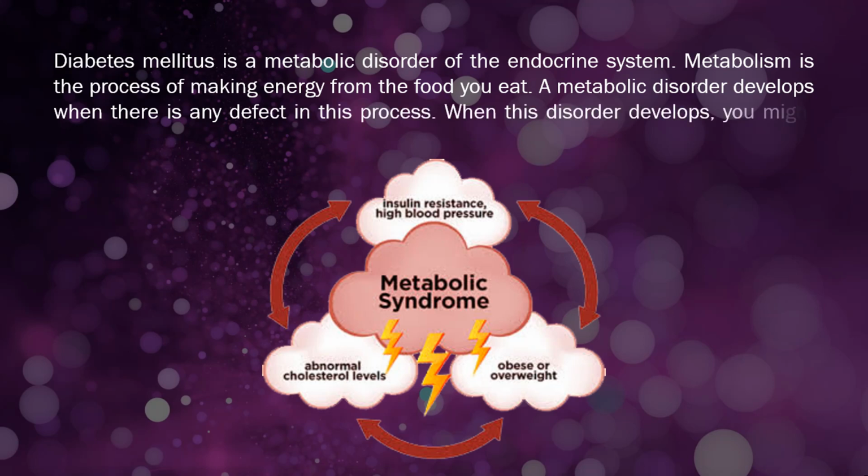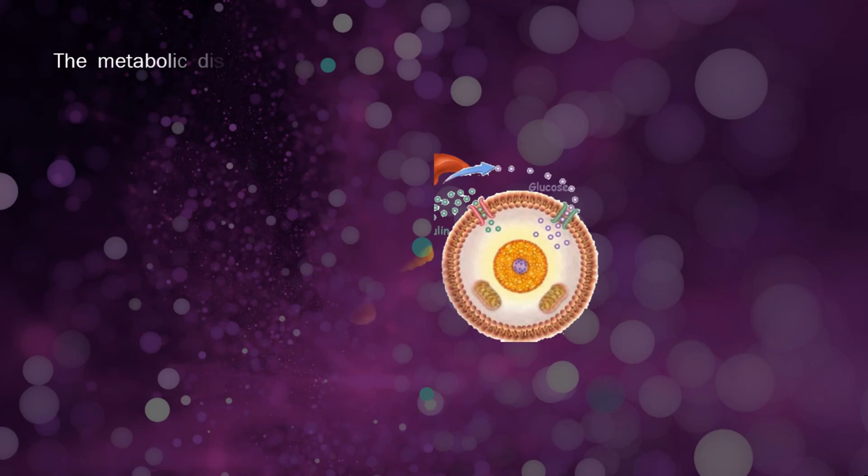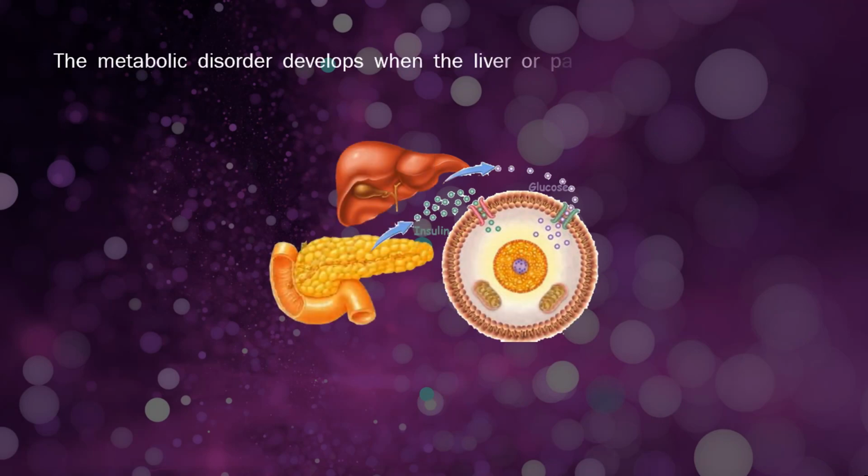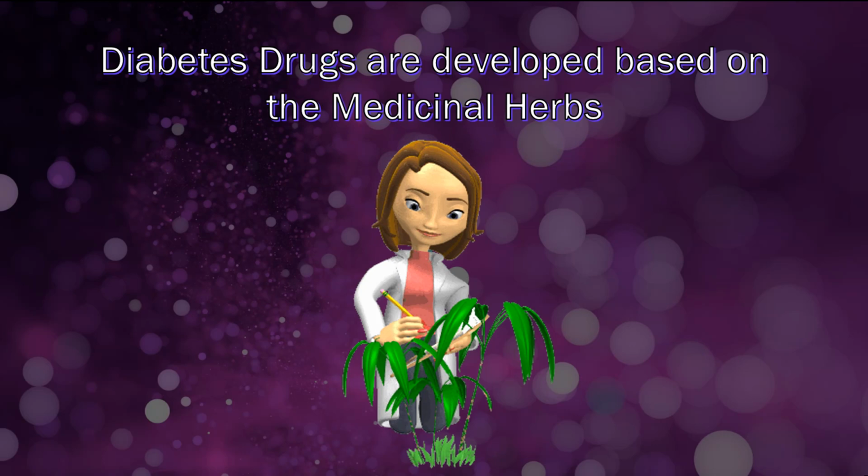When this disorder develops, you might have an excess of some substance or a shortage of others that you need to stay healthy. A metabolic disorder develops when the liver or pancreas does not function normally, like in the case of diabetes. Diabetes drugs are developed based on medicinal herbs.